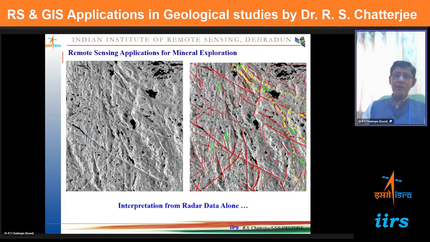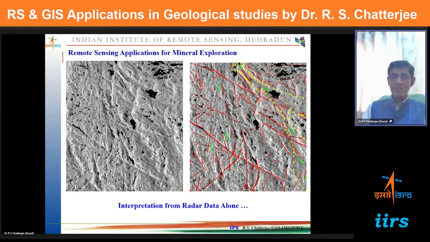Now, for mineral exploration, micro remote sensing helps a lot, particularly in the case of hydrothermal mineral deposits. For hydrothermal mineral deposits, the geological structures are very important, because these are essentially vein deposits or lode deposits. They are concentrated at the junction of the fractures and in the shear zones, isn't it?